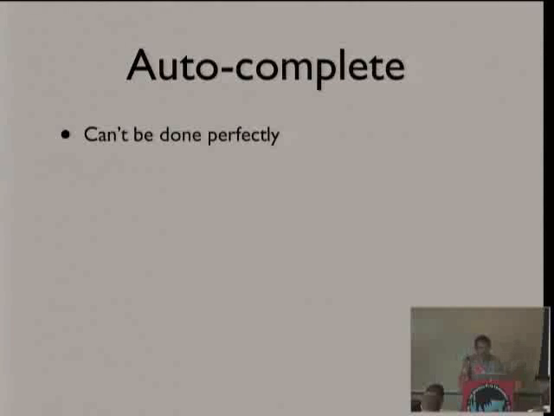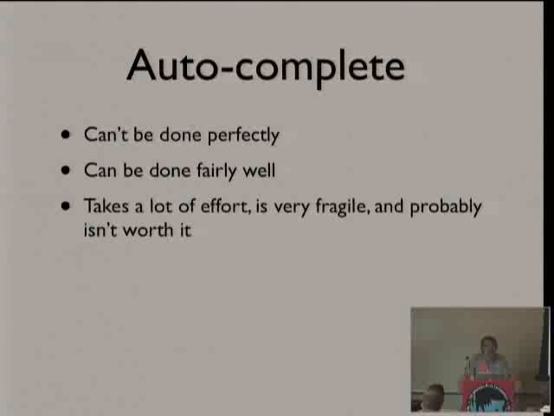Autocomplete. It can't be done perfectly. Just because Perl is a dynamic language, we don't always know what a variable is. If you're trying to autocomplete methods off of an object, you don't know what that object is necessarily. You can't do it perfectly. You can do it fairly well. You can actually spend approximately 3 days and do a whole lot of stuff in the background so that when you hit tab, it'll be just like Java in Eclipse. You'll get a list of methods, and it's awesome.